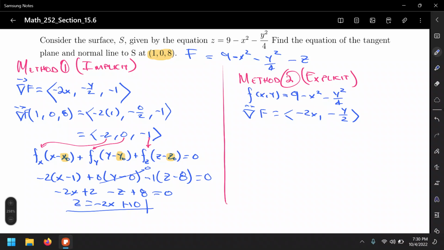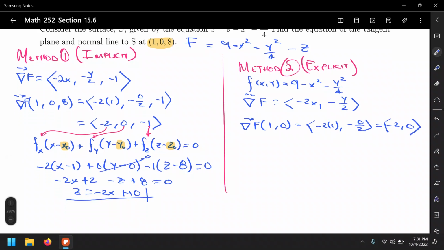In a very similar way that we got the first two components for the gradient in the previous method, all we do is evaluate this gradient at the point, in this case, notice we have only two components, so we're just going to evaluate it at the point 1, 0. Not the ordered triple, it's going to be an ordered pair this time. So plug in 1 wherever you see the letter x, plug in 0 wherever you see the letter y, so that's negative 2 times 1, negative 0 over 2, and that's negative 2, comma, 0.